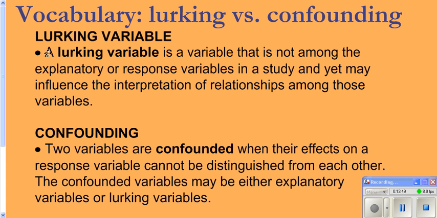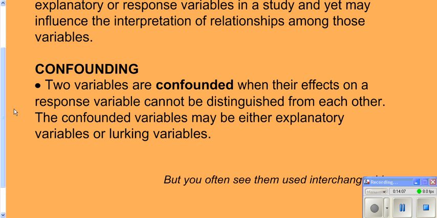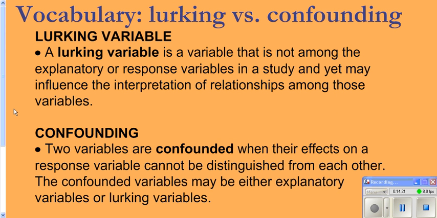Lurking variables are among the explanatory and response variables that are not being studied. So they influence your results, but you did not collect data on those. Confounding variables affect the response and cannot be distinguished from each other. Now, your confounding variables may be lurking, or they may be an explanatory variable. They are often used interchangeably, the lurking and the confounding.